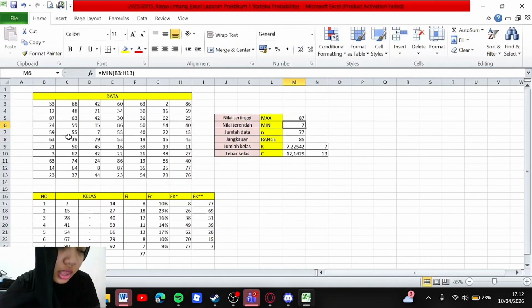In conclusion, the data has been processed through several steps, starting from entering the raw data, calculating the range, determining the class interval, and finding frequency, relative frequency, and cumulative frequency. All calculations were done using Microsoft Excel to make the process easier and more accurate.